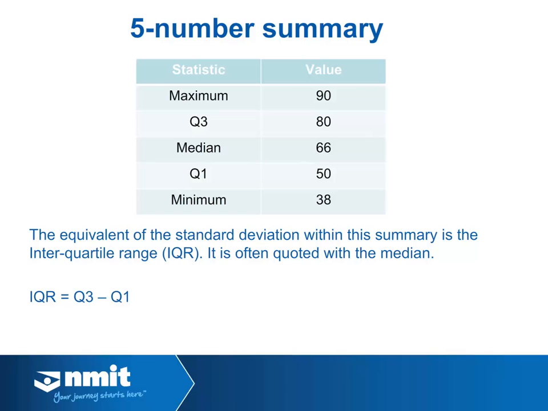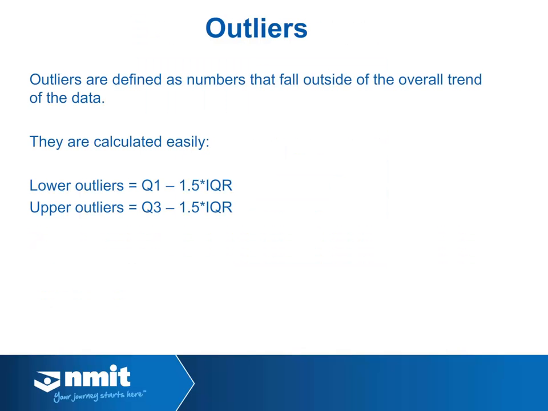Now we can use this to calculate the true version of the standard deviation for the median, and that is the interquartile range. This is what's often quoted along with the median. The interquartile range is simply the third quartile minus the first quartile, Q3 minus Q1.